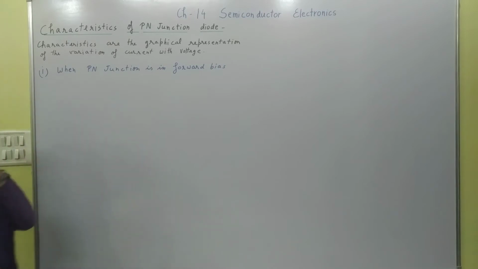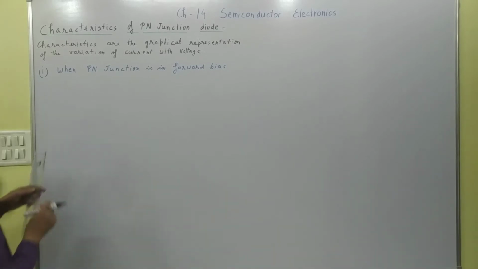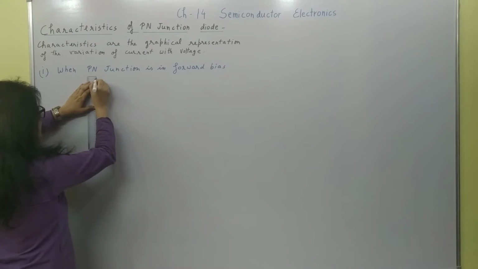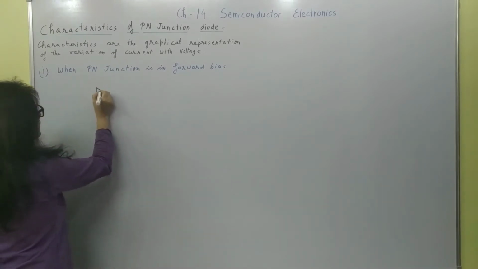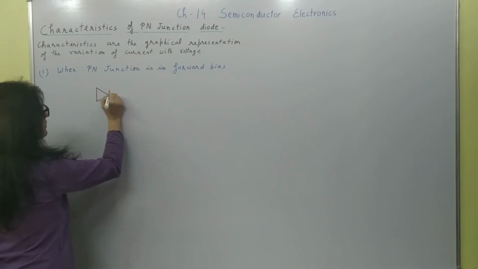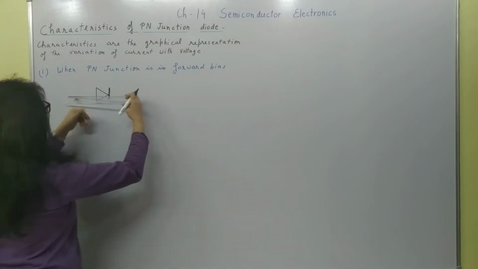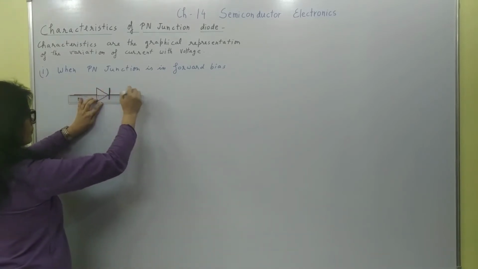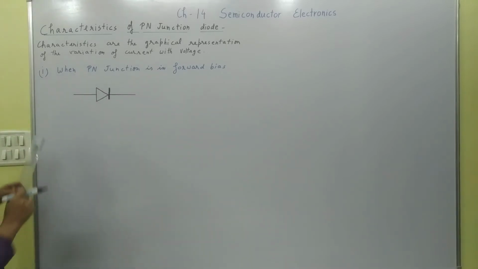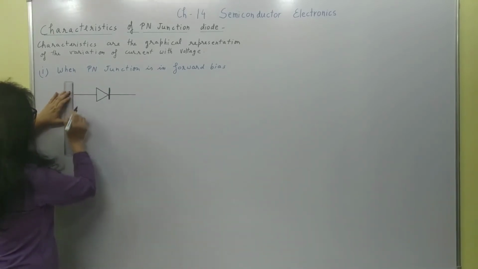So in forward bias we know that the P side of the PN junction diode is connected to the positive of the battery and the N side is connected to the negative of the battery. So this is the symbol for the PN junction diode, we know, right? The triangular part represents the P side and this line represents the N side. So we have to connect it to the battery.